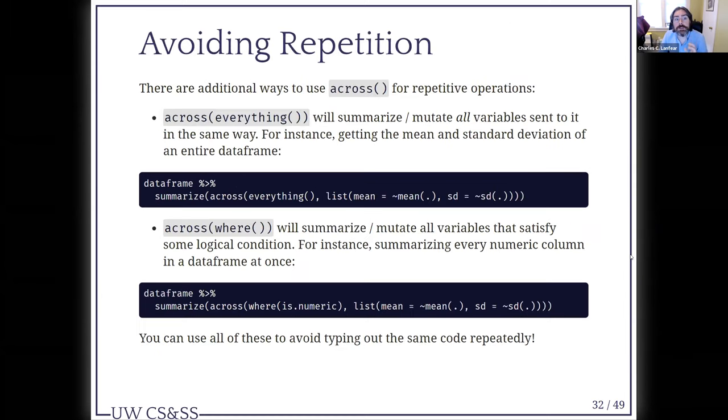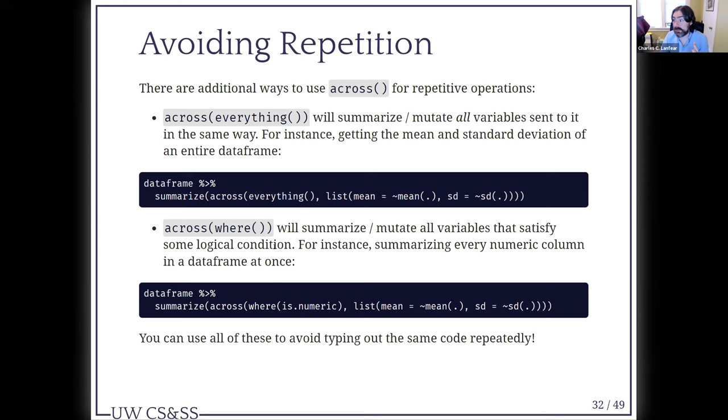Okay, so there's additional ways using across to perform repetitive operations. So instead of naming the variable specifically, I could say, for instance, summarize across everything, and that will do this to every variable in your data set. Okay, so this is a nice shortcut. Maybe every variable in your data set is numeric. I could just say go across everything. If there's 100 variables in the data set, this would summarize every single one of them, producing a mean and an SD column for it.